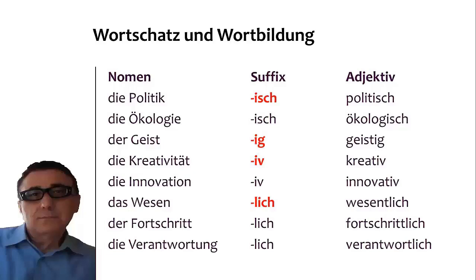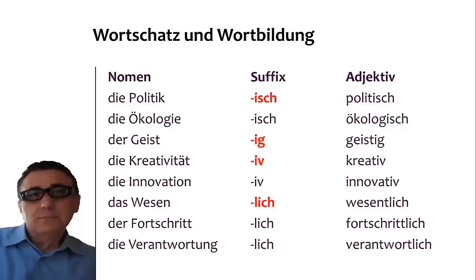adjectives from nouns. Die Politik, politisch. Die Ökologie, ökologisch. Der Geist, geistig. Die Kreativität, kreativ. Die Innovation, innovativ. Das Wesen, wesentlich. Der Fortschritt, fortschrittlich. Die Verantwortung, verantwortlich. Let me have a look at the list of the words you may not know.